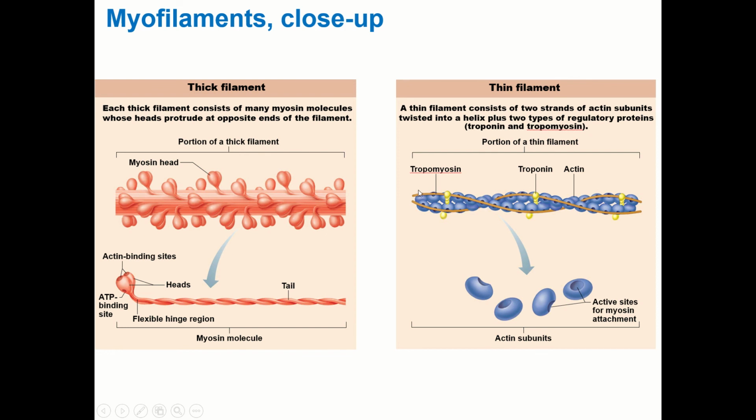So you have these little indentations on actin. Those are the binding sites, and those are where the myosin heads attach. So these little indentations, again, are called active sites that myosin is going to attach to.